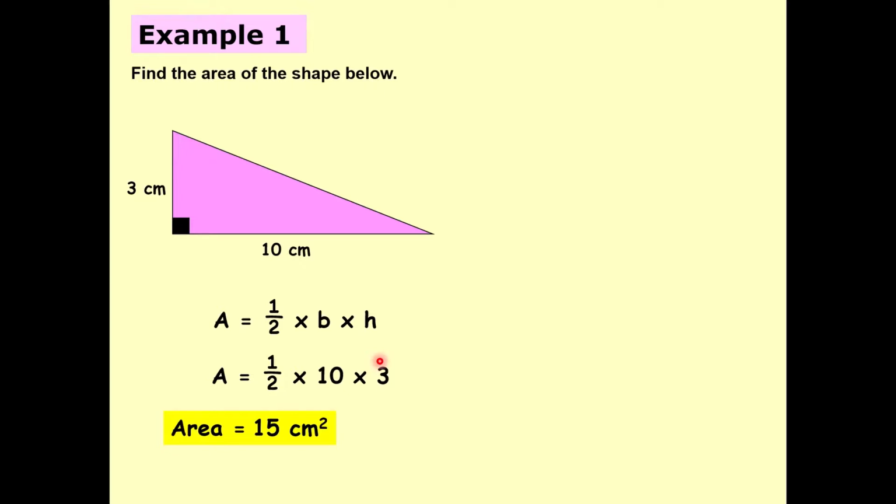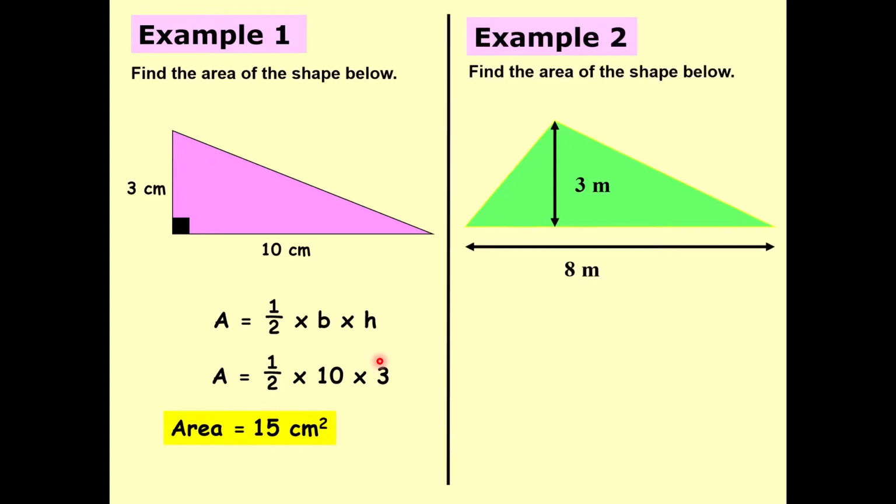Let's look at a second example. So slightly different. This was really straightforward to pick out that 10 is the base and 3 is the height, but our second one is not a right angle triangle. And when you're picking out the base, it's the flat side, whatever its side is, and then the height is from the base up to the highest point of the triangle. So here we've got the base is 8, and then from the base up to the highest point, that is 3 metres.